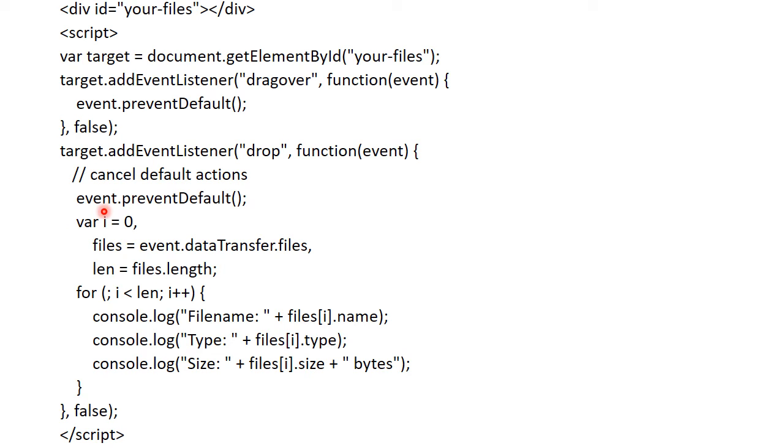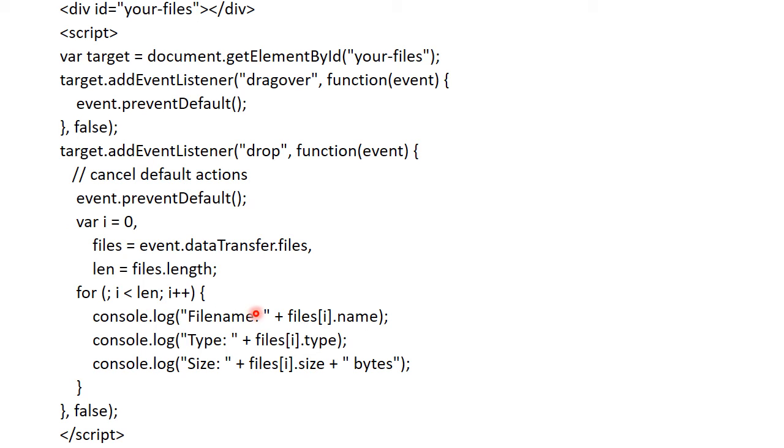So event.preventDefault means all the default actions that take place when a drop event occurs, that we are cancelling here by calling this preventDefault function. This is a built-in function. And event.dataTransfer.files means event is this drop event, and from that we are accessing the files that have been dropped into that area. Then len equal to files.length, similar to the previous example.